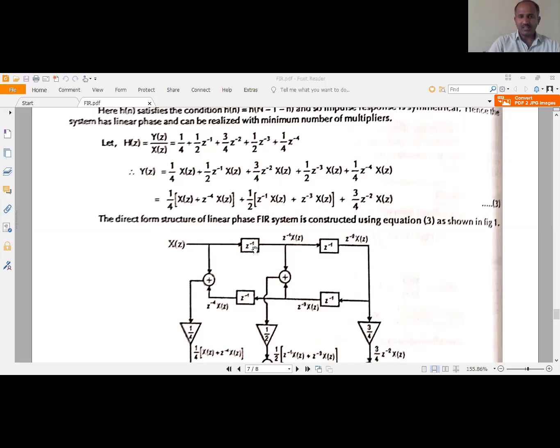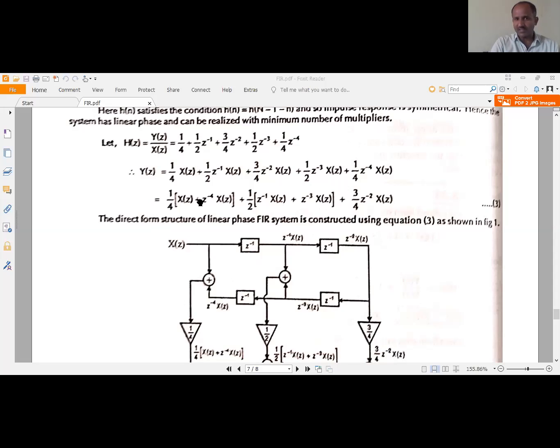See, keep z power minus 1 here, 1 z power minus 1 here, and z power minus 1, z power minus 1, z power minus 1. So in clockwise direction, you have to keep z power minus 1 here, and here. And as already told, 4 adders are required here. Use one adder here and another adder here. So before these two delay elements, you have to use one adder, and before these two delay elements, you have to use another adder. So it is in the clockwise direction.